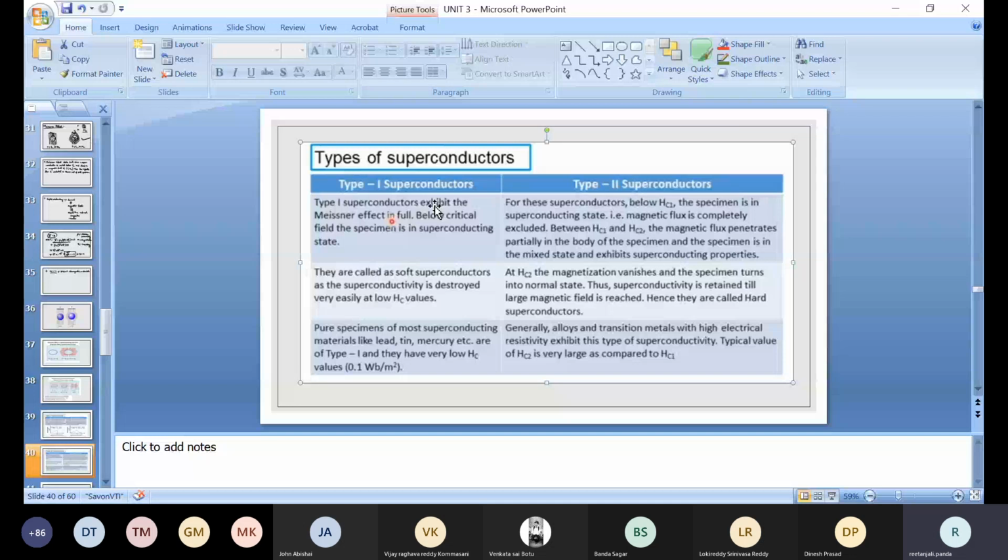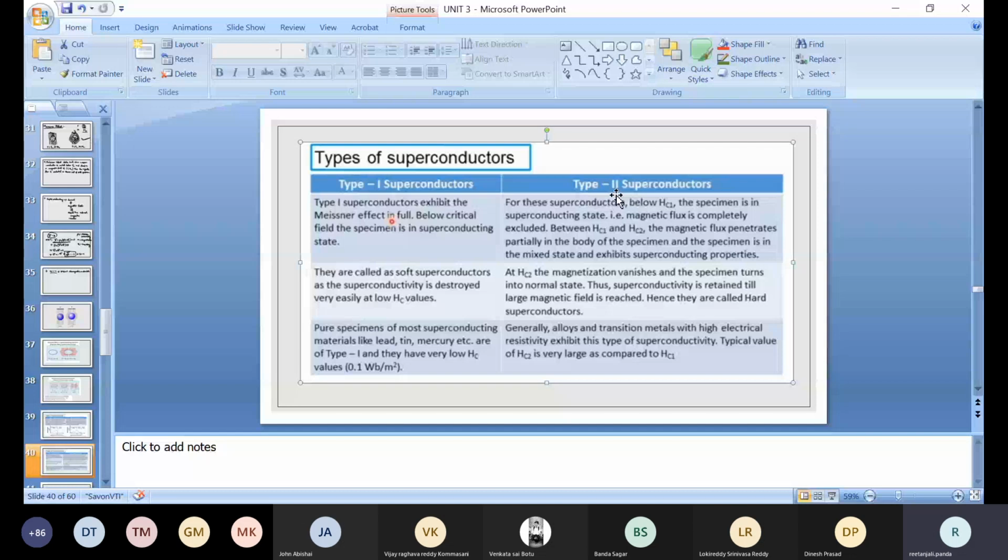But in case of type 2 superconductor, we have two magnetic fields: one is the lower critical magnetic field and the other is the upper critical magnetic field. Below the lower critical magnetic field, the material acts as a superconductor. Above the upper critical magnetic field, the material acts as a normal material. But between the lower and upper critical magnetic field, the material shows a mixed state of superconductor and normal. That means both properties can be found depending upon the value of the magnetic field.